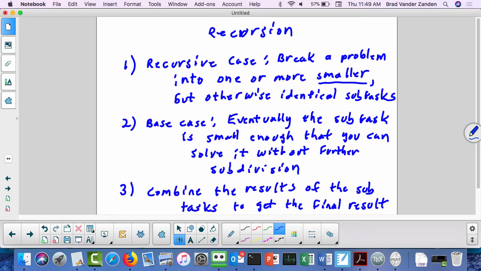And hopefully you wrote down what I just wrote down, because unfortunately, neither the book nor Dr. Plank's notes put it this clearly as to what are the three components of recursion. But these are the three basic components of recursion that you need to be comfortable with.